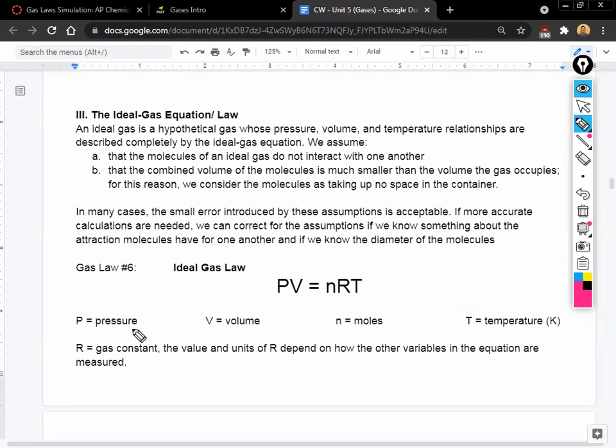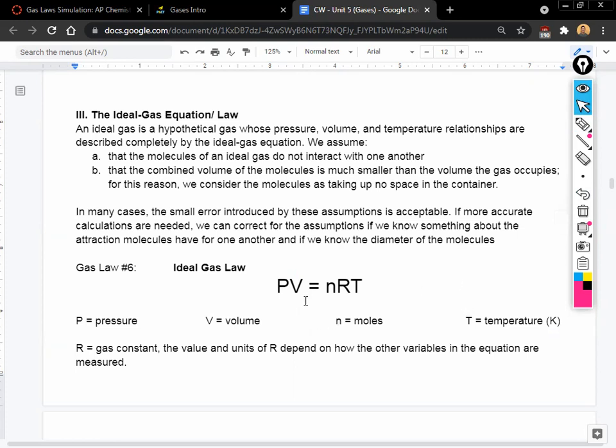These are pretty easy. P, V, n, and T are just pressure, volume, n stands for moles, and T is the temperature, but make sure you know that temperature has to be in Kelvin. There is one variable that is kind of weird, and it's R. R is called the gas constant, and it's basically a number that is constant. It doesn't change. We're always going to use the same value for R.